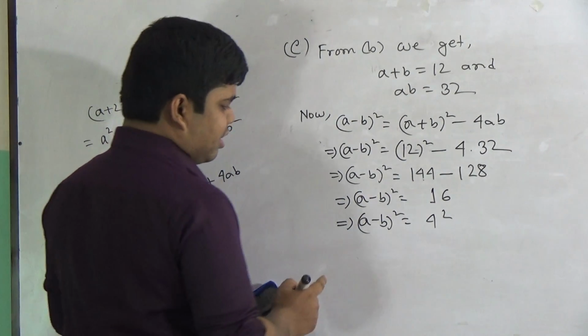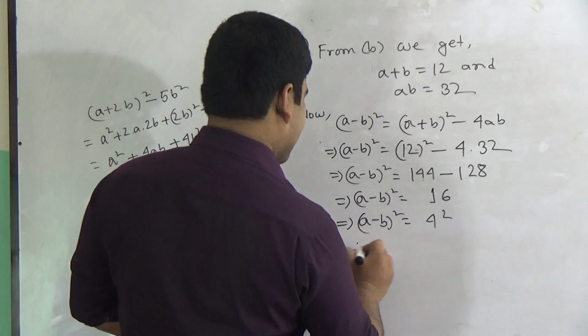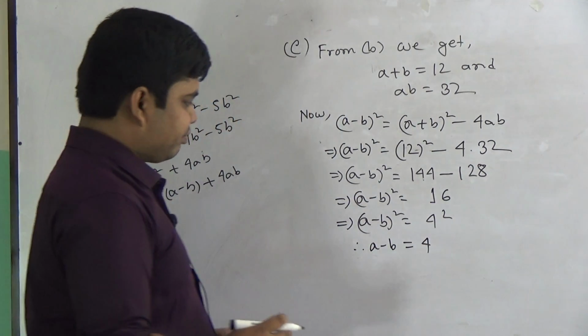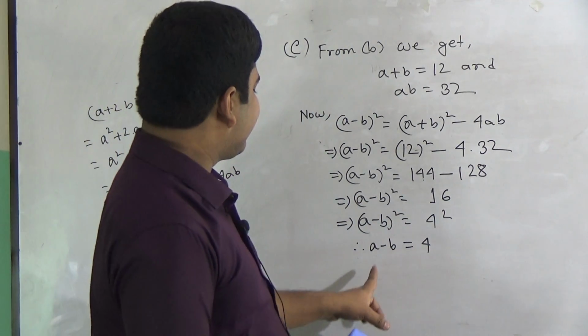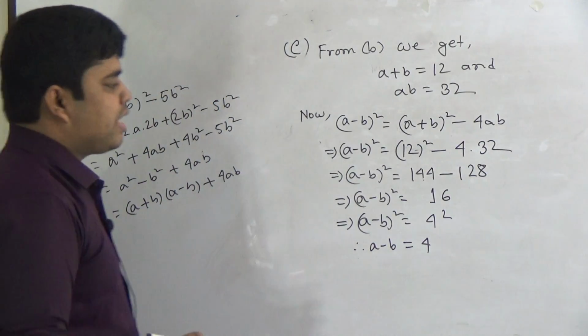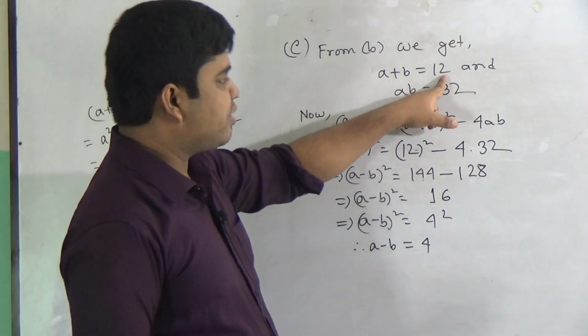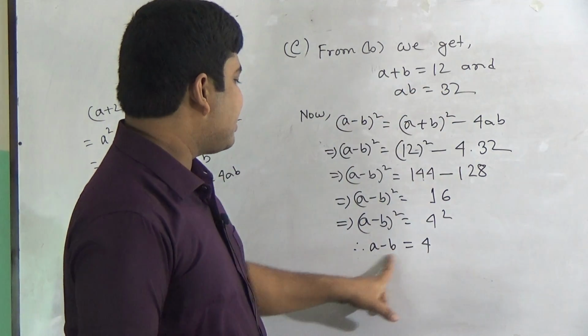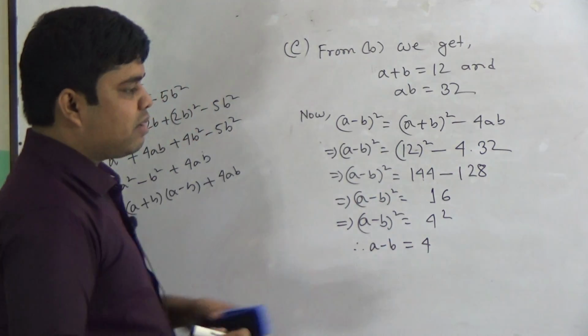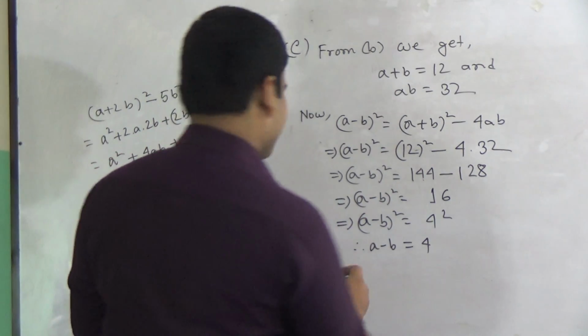Now we take the square root on both sides, or we cancel the square from both sides, and we get a − b = 4. I hope you have understood. Now my dear student, a + b's value is given, ab's value is given, and a − b's value is also found by solving. Now we can easily solve the left hand side of this question.